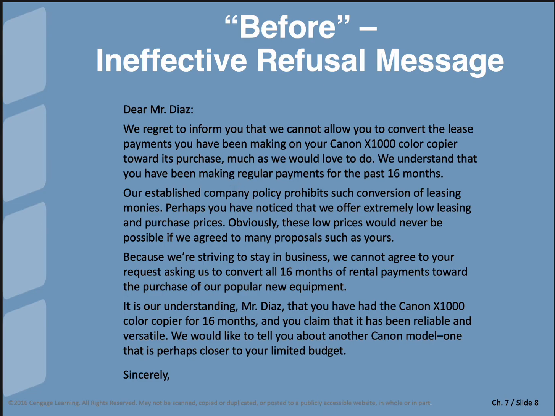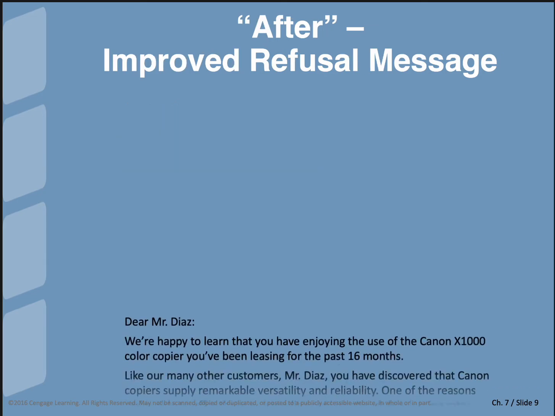So here's an example of an ineffective refusal message. Take a look at how this one works. Right off the bat, in the very beginning, we get this: "we regret to inform you," and after 5 words, your audience knows that the answer is no. Why would they bother reading anything else? The other bad thing about this particular message is it's very writer focused instead of reader focused. It talks about how we're striving to stay in business because we have rental payments. And again, it's not really giving the reader any incentive to understand the reasons for the refusal.